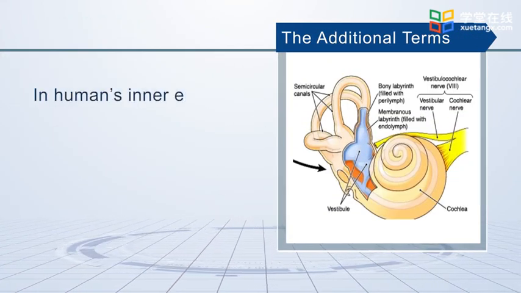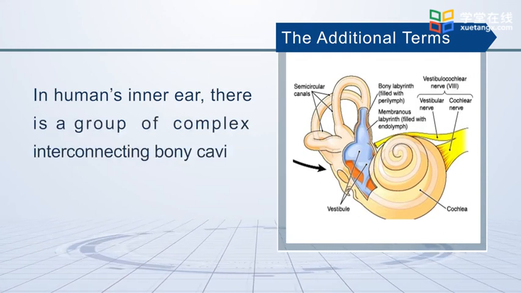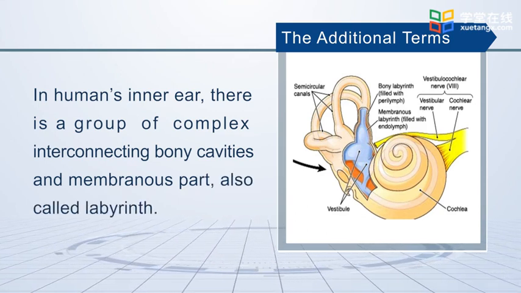In humans' inner ear, there is a group of complex interconnecting bony cavities and membranous parts, also called the labyrinth.